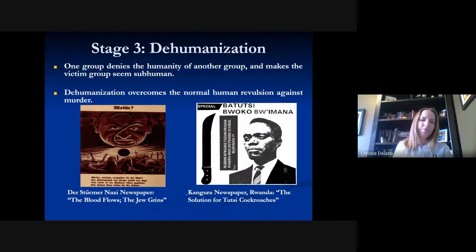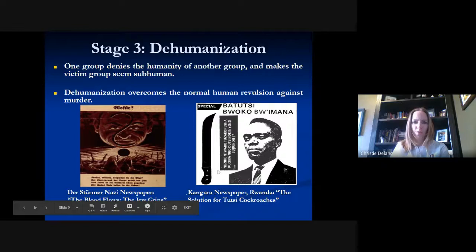Stage 3 is this idea of dehumanization. So when one group denies the humanity of another group, and this makes the group seem subhuman, right? That they are below the superior group. And oftentimes we're looking at dehumanization in Nazi Germany through the use of propaganda. And you can see the comparison here. This is Nazi Germany in newspapers, the way individuals are depicted. And then this is in 1994 in Rwanda, right?